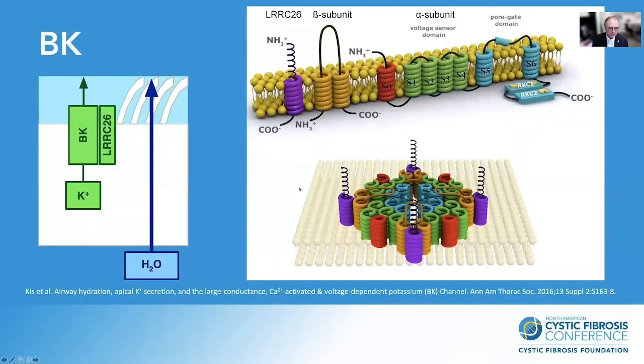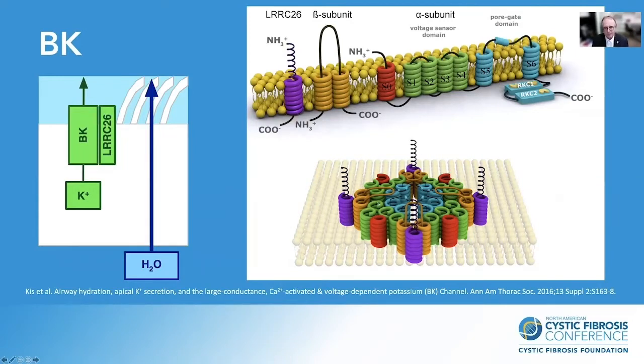Now let's focus on the channel that really is close to my heart and that I really like. This is a potassium channel, the calcium-activated voltage-dependent potassium channel with large conductance, also known as BK. It's a complicated channel, a tetramer opening up a channel here with the alpha subunit. It also has multiple beta subunits here in green.